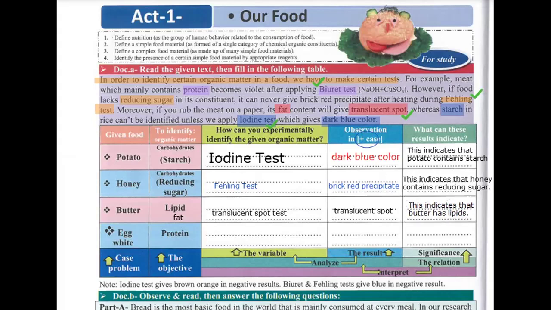The last test we're talking about is for protein. We took egg white as an example of protein. We do the biuret test and it should give us a violet color. If we apply the biuret test to egg white and it gives us a violet color, this indicates that egg white has proteins in it.